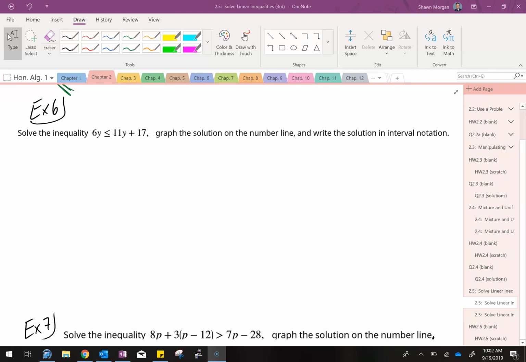our linear inequalities. Sam, do you have a question? I was just going to ask, can I move? Yeah, absolutely. Move, get comfortable. We got plenty of room here.